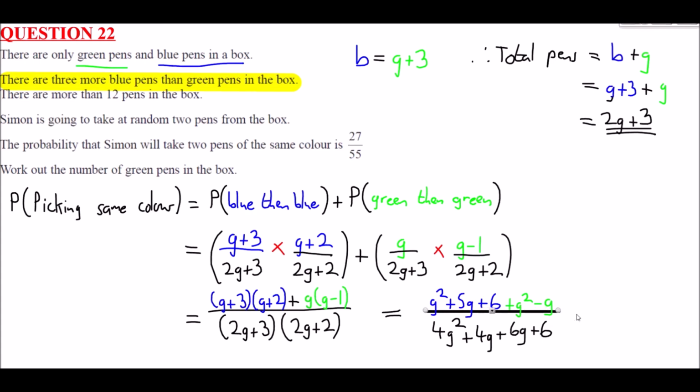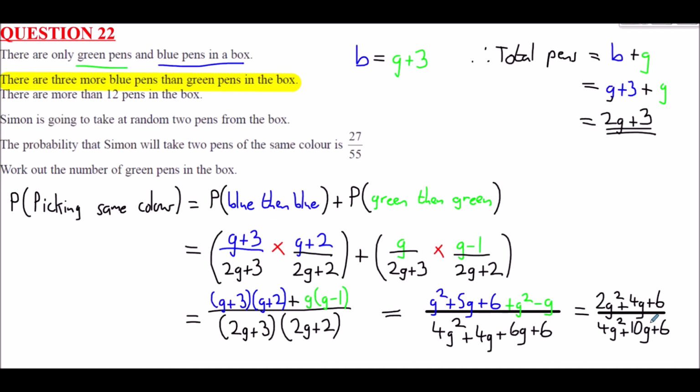So what we can say here is, for definite, we can neaten this up. Okay, so let's just simplify this. So on the top, G squared plus G squared gives us 2G squared. 5G minus G gives us just plus 4G. And then we have a plus 6. On the bottom we have 4G squared. 4G plus 6G is 10G. And again we have plus 6 at the end.